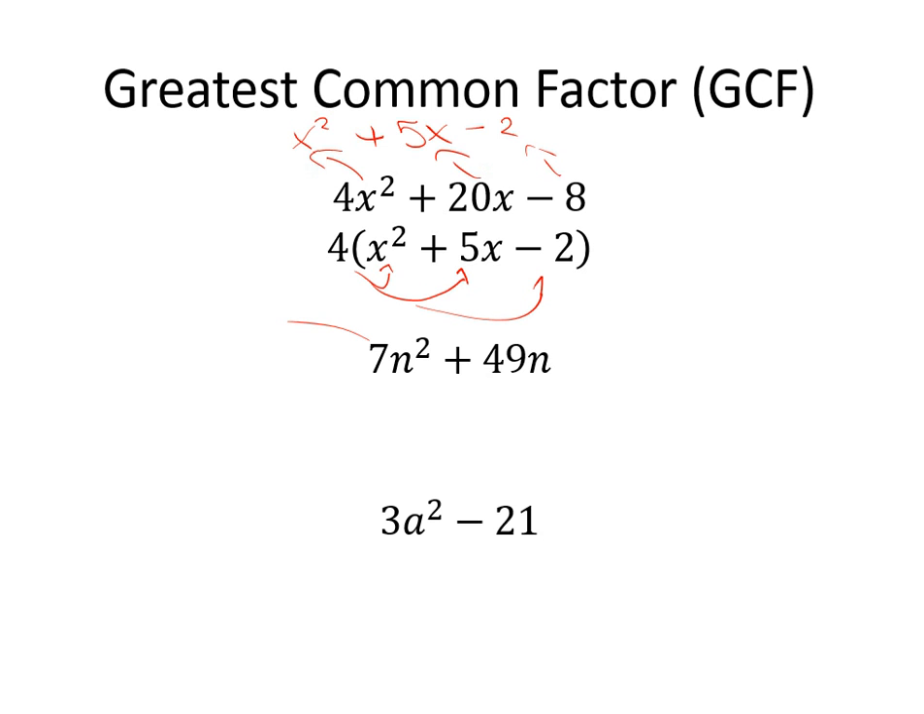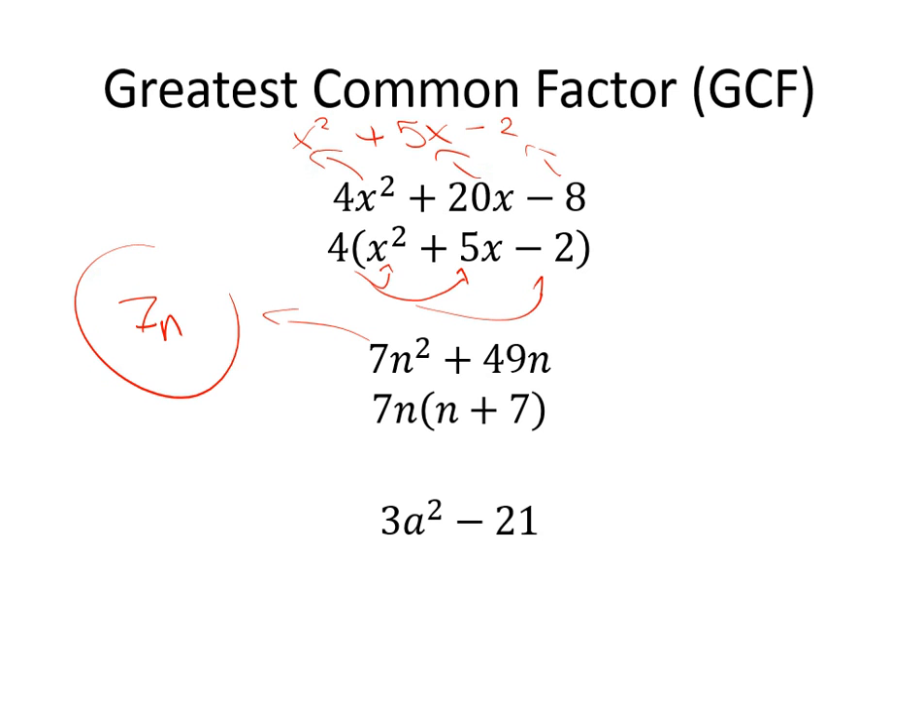Looking at the next one, the largest thing we can take out would actually be 7 and an n. You can take out a variable to go along with it. So 7n, leaving us with n plus 7. Ta-da! And we're done. That is your greatest common factor right there, 7n.